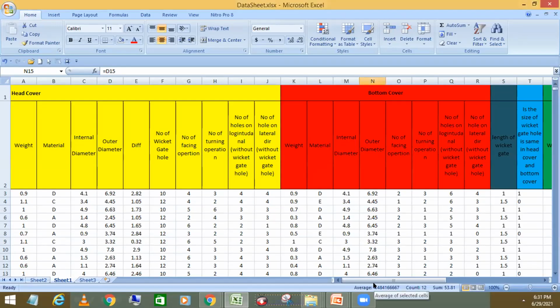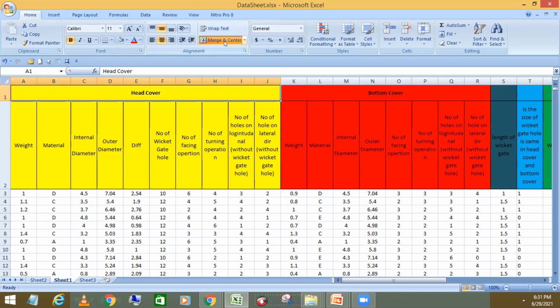Okay, so this is the data sheet which I have fabricated. It is not actual data, but I have found the various attributes on the basis of which we can identify the similarities. So this weight, what is the material of the head cover, what is the internal diameter, the outer diameter, and what is the number of wicket gate holes. In the circumference of the head cover, there are holes for the wicket gate.